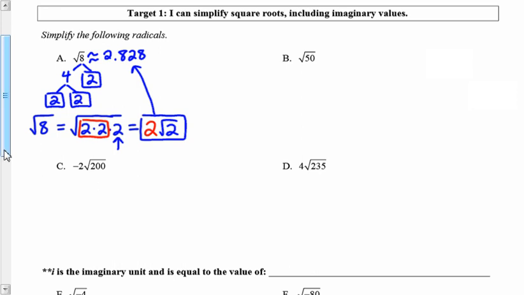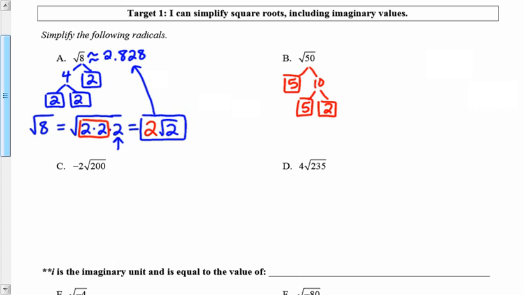It's going to be the same process over and over again. So looking at 50, numbers that multiply to 50, I'm going to choose 5 and 10. You can choose 2 and 25, lots of options there. 5 is a prime number, I can't break that down any further. But 10, I can break down into 5 and 2. Again, I can't break those down, they're both prime.